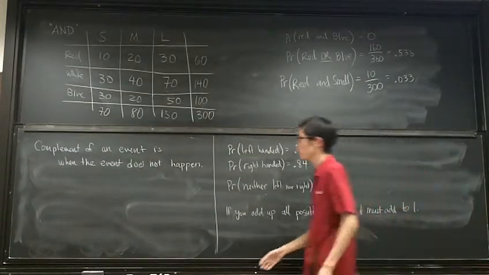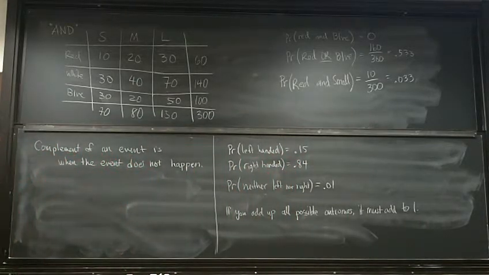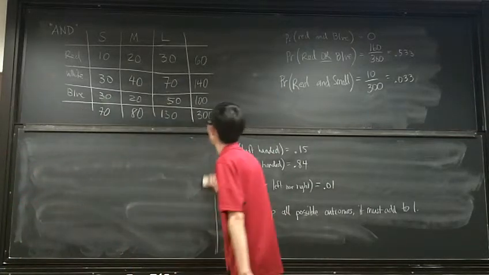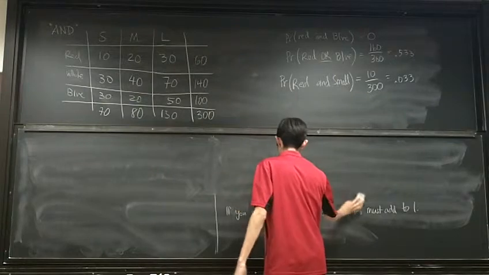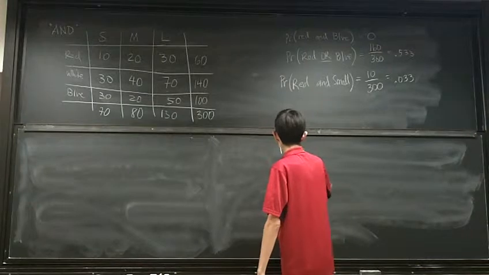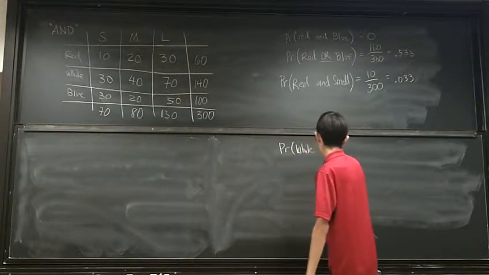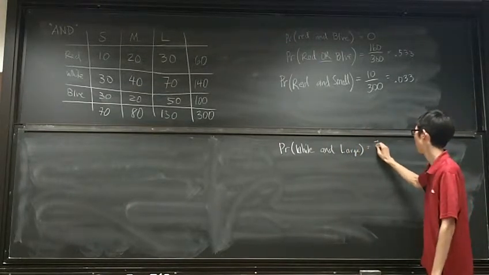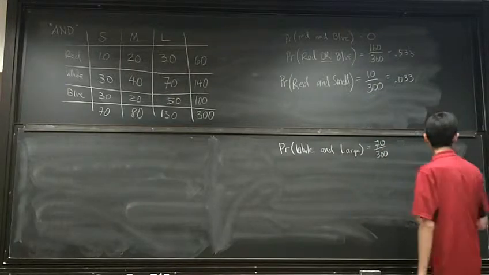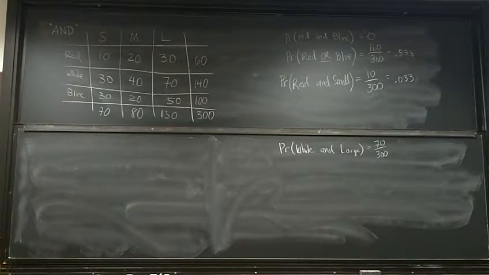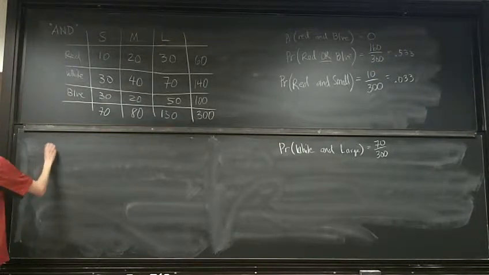Is that okay? What's the probability that I get a shirt that's white and large? Okay, so probability of a shirt that's white and large, 70 out of 300. Yeah, 23.3%, 0.2333. Okay, let's change this up.